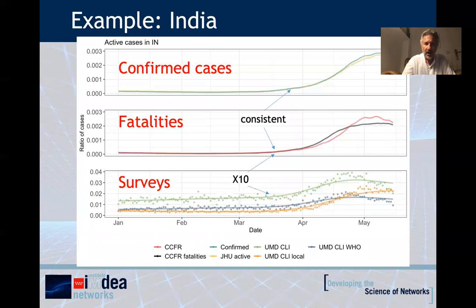However, if we look at India, the curves obtained with confirmed cases and fatalities are rather consistent. But the data obtained from surveys are 10 times higher, which probably means that the official data is underreporting by one order of magnitude.